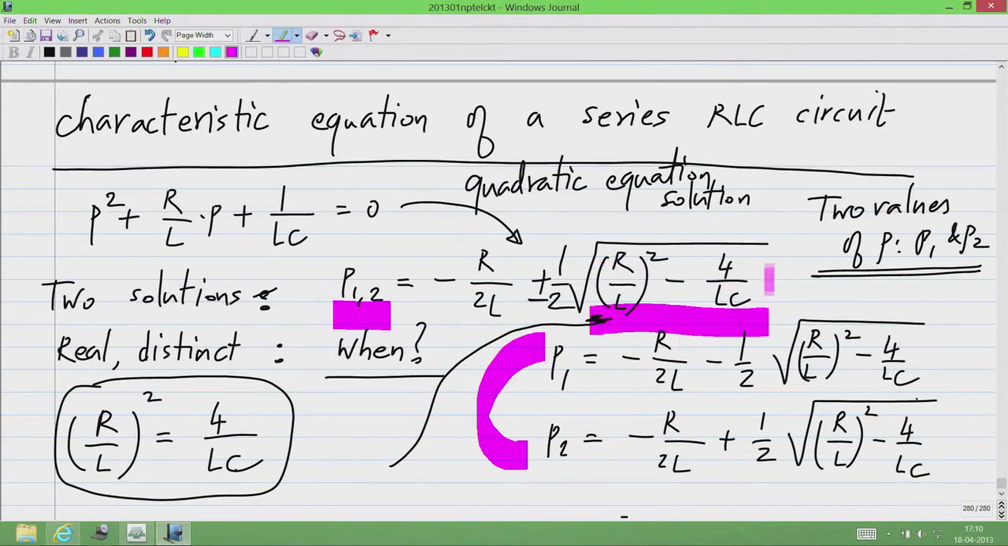Now, if this quantity under the square root is positive, then it will have a real square root. If this is positive, it will have a real square root, and the two solutions P1 and P2 will be real and different from each other. If the quantity inside the square root is negative, then the square root will consist of an imaginary number. Then this P1 and P2 will be complex numbers and they will be complex conjugates of each other. Is this part clear? Please let me know.